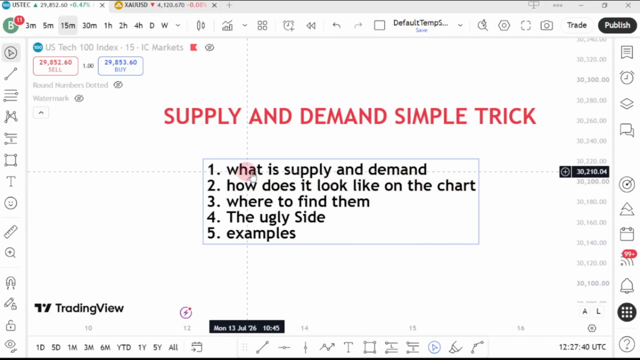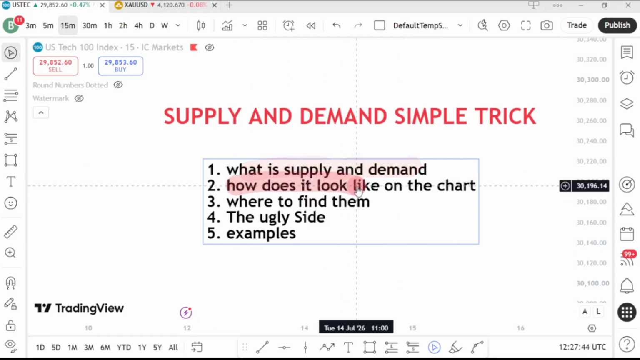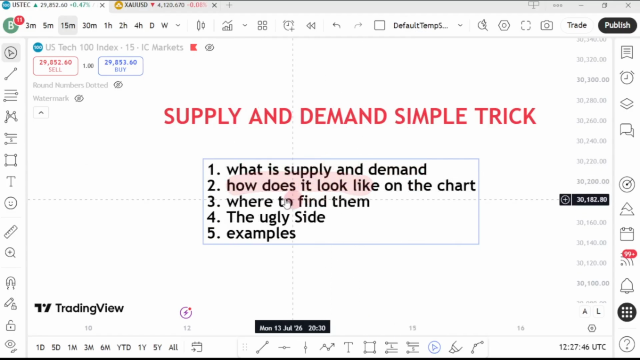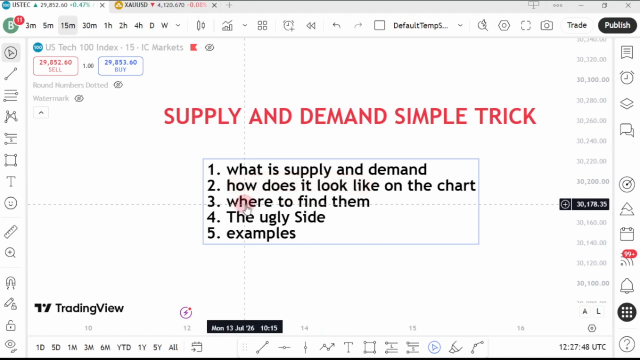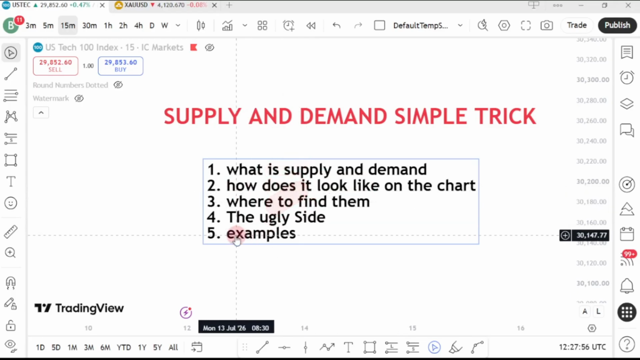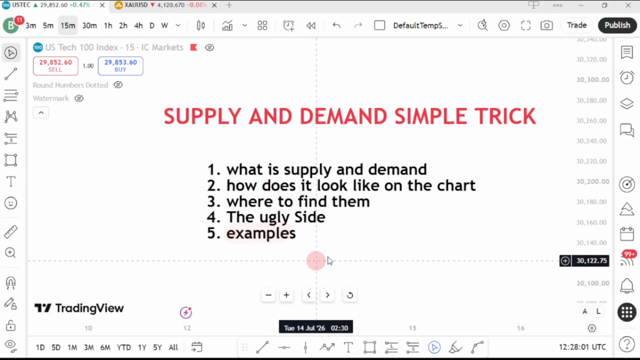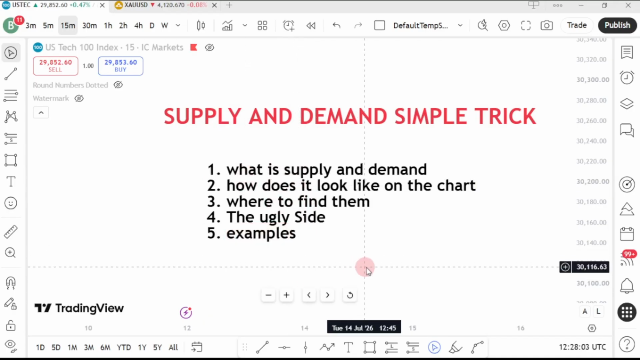So after you know the definition or the meaning of supply and demand, you should know how it looks on the chart, right? Then you should be able to see where to find them. So we know the definition, we know how it looks, and we know where to find it on a chart, right? Then after that, we go through a few examples, and that will be all for that video. So let's look at the first point. What is supply and demand?